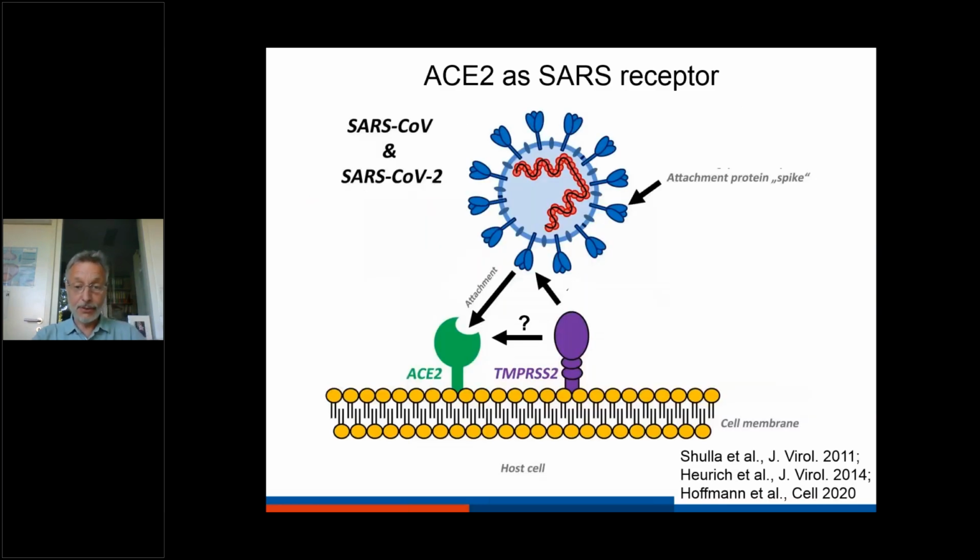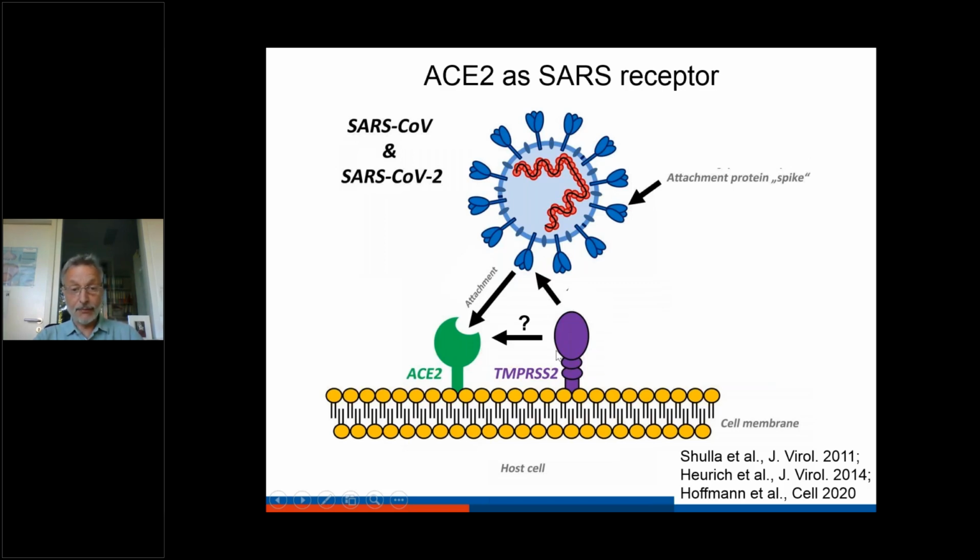So how does it happen? This is a cartoon from a paper of the group of Pöhlmann in Göttingen, where it summarizes what is known up to now, how this binding happens and who is involved in this interaction. So first there's the virus, can be COV1 or COV2, both look more or less the same and both bind with the spike protein to ACE2.